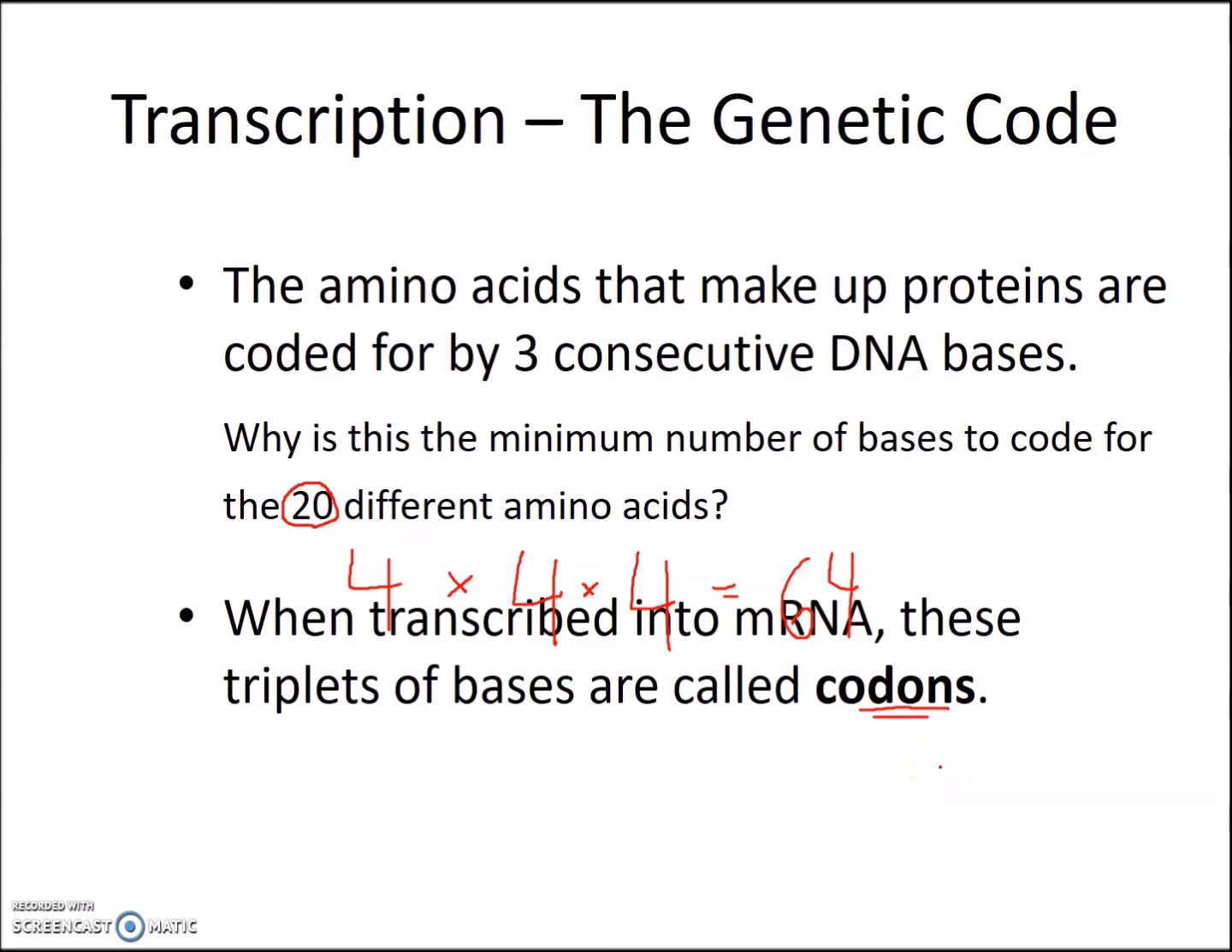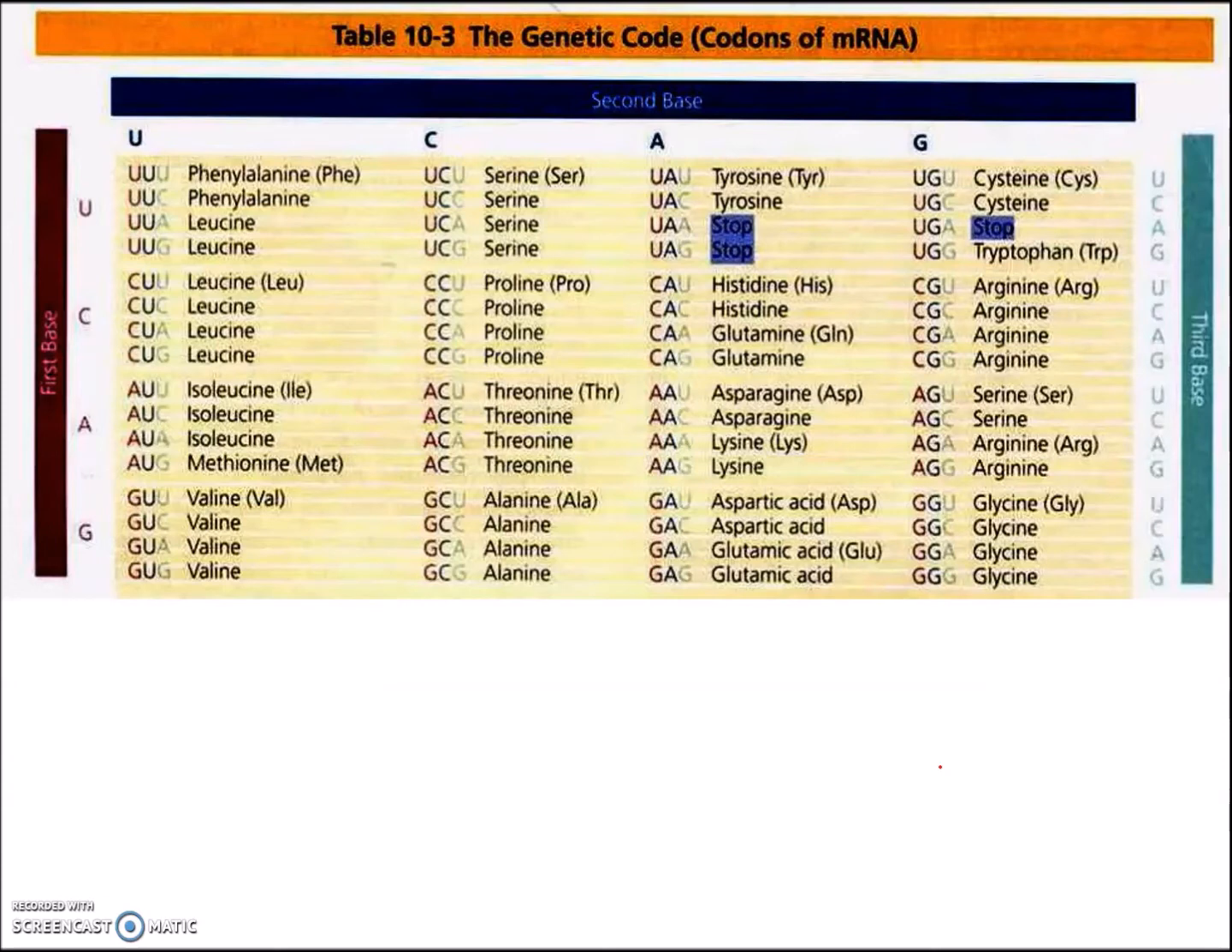If we arrange this into a table, I'll give you a second to just look closely at this. Along the left edge of this diagram, we have the first base, which could be uracil, cytosine, adenine, or guanine. Remember, there's no thymine in RNA, and the first letter stands for the name of the codon.